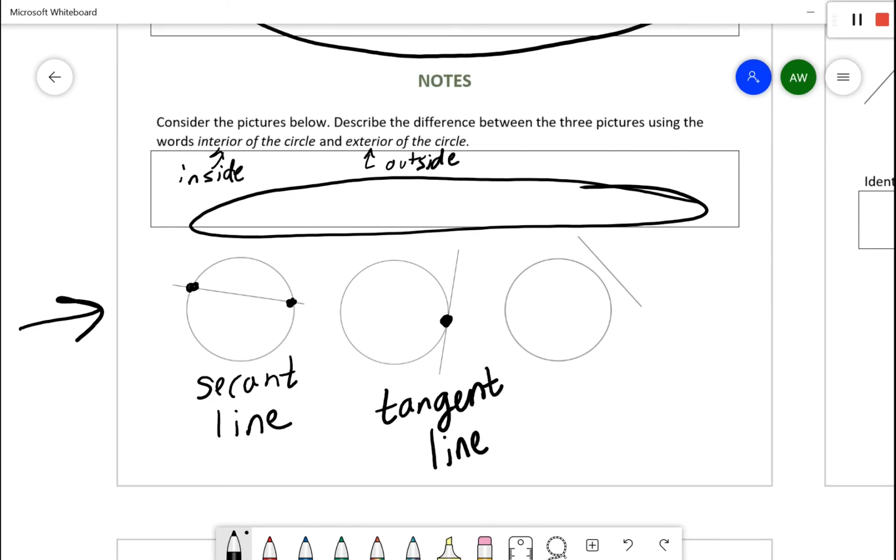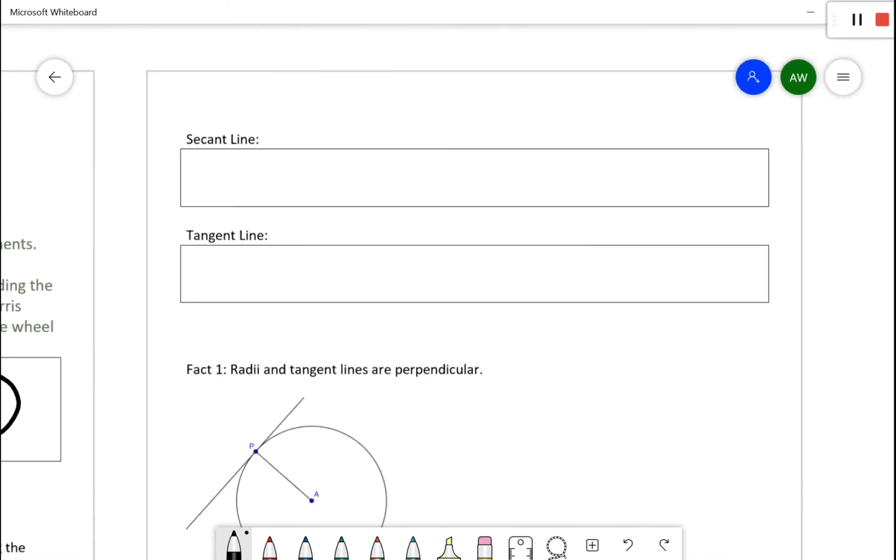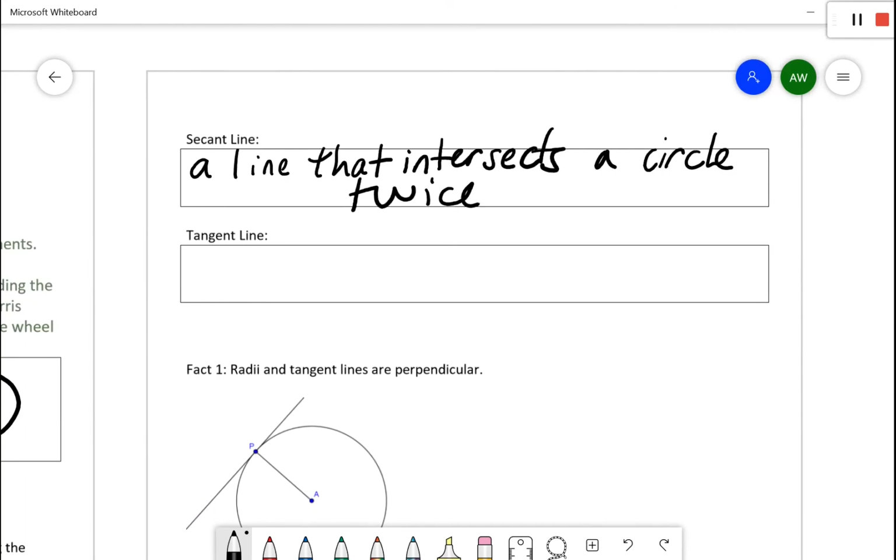All right, let's go through some formal definitions. So we've already talked about this a little bit, but a secant line is just a line that intersects a circle in two locations. And a tangent line is a line that intersects a circle only once.